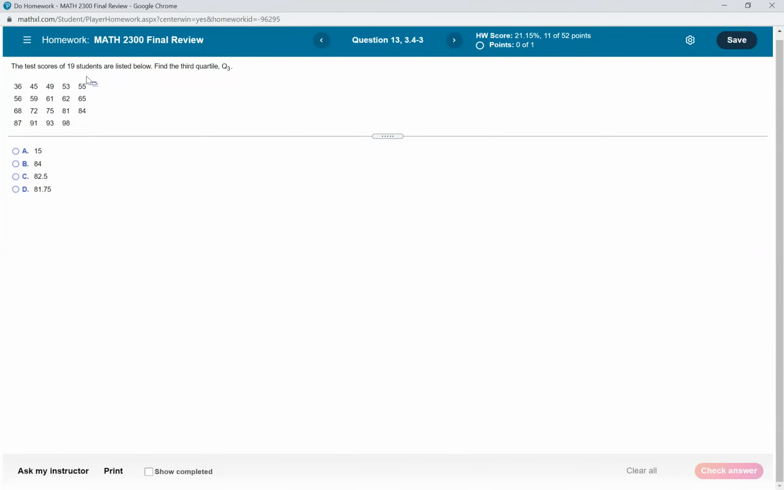The test scores of 19 students are listed below. We need to find the quartile. We have to find the third quartile, Q3. So how do we find Q3? First, we need to find Q2. Q2 means the median.